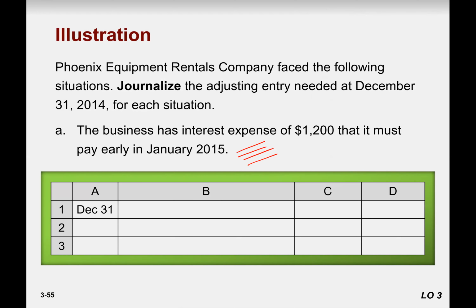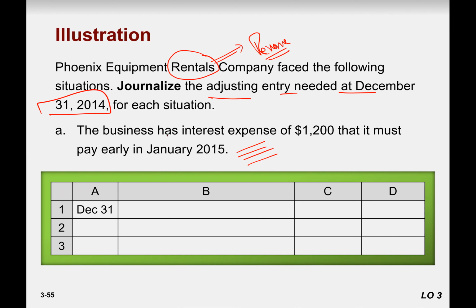So there is an illustration of Phoenix Equipment Rentals Company. Remember, they are a rental company, so their main source of revenue would be rental income, right? If they receive rent, that would be rent revenue, okay? So journalize the adjusting entry needed at December 31st, 2014 for each situation.